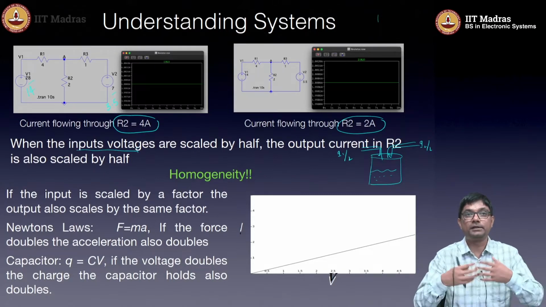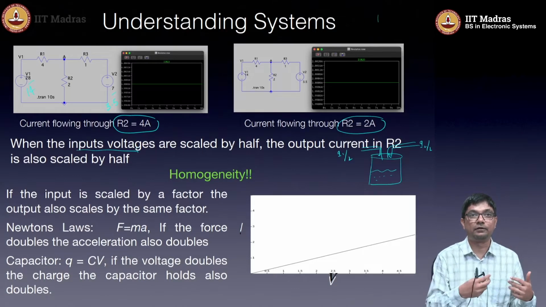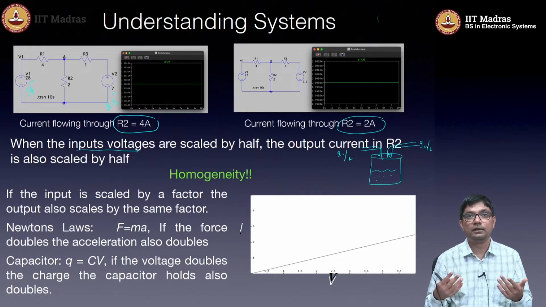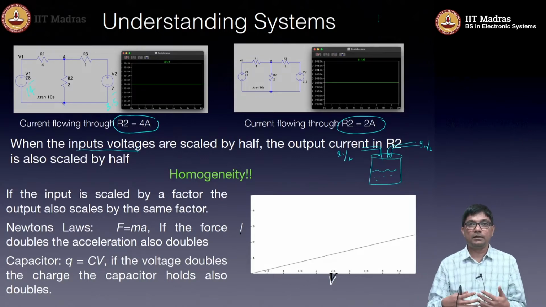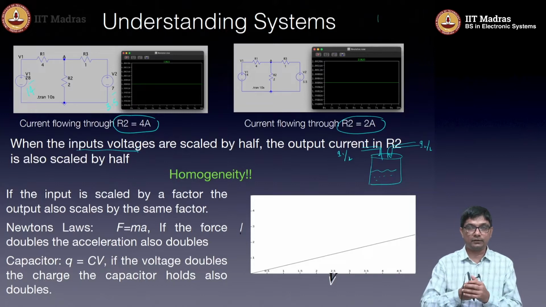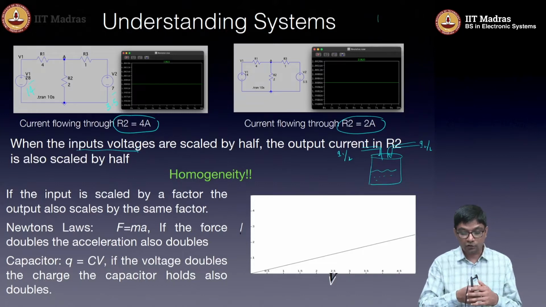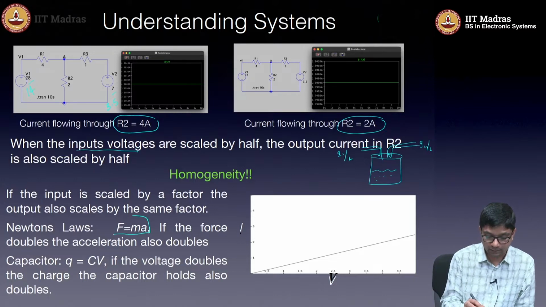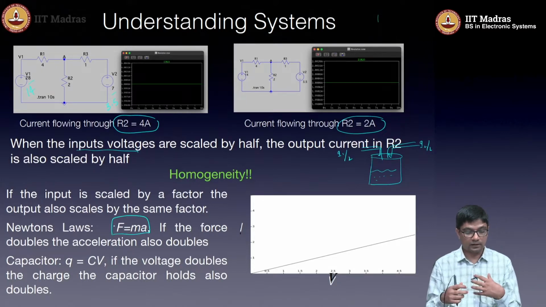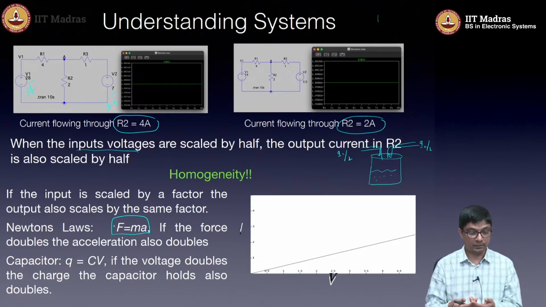Now this could be generalized to any factor. If they are doubled, if they are tripled, or if it is not just half but 1/3 or 1/4. So if the input is scaled by a certain factor, the output also scales with the same factor. You can also look at it in different domains. If I just say F equal to ma, if I double the force, the acceleration also doubles.